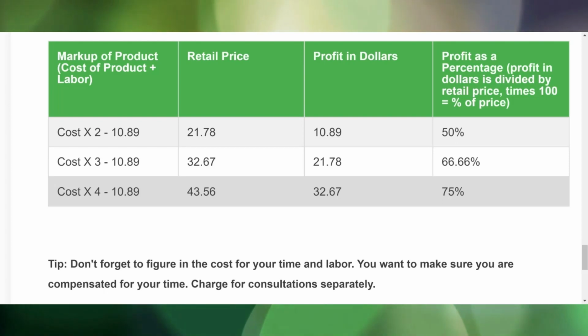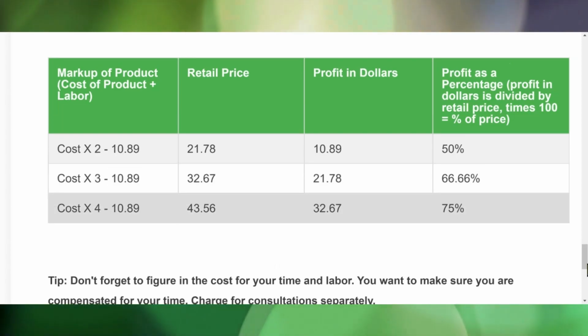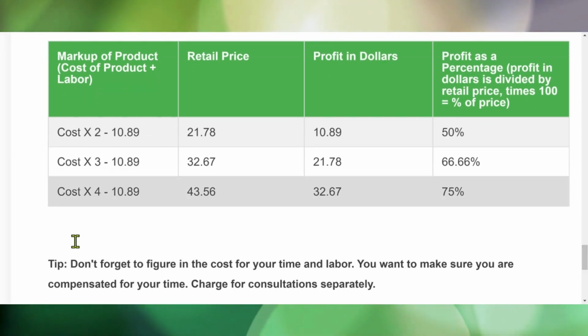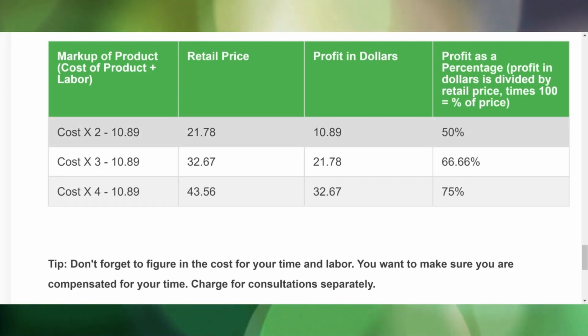Now, okay, back to this. Now we look at the markup for 3 times markup. If we marked it up 3 times, we would be retailing it for $32.67. So that right there is right in that range. We would have a $21.78 profit. That's not bad. And it would be a 66.66% markup.